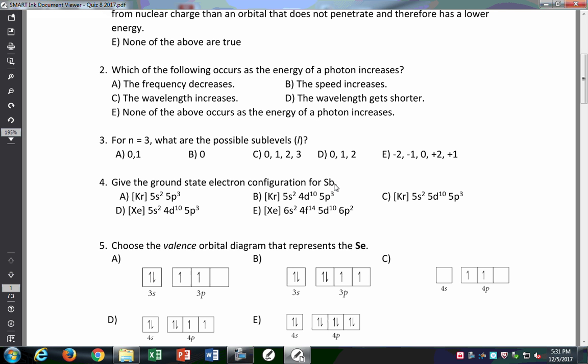Which of the following occurs as the energy of the photon increases? Well, the wavelength gets shorter. Remember, as our frequency gets higher, our energy increases. And as our frequency is higher, our wavelength is shorter.